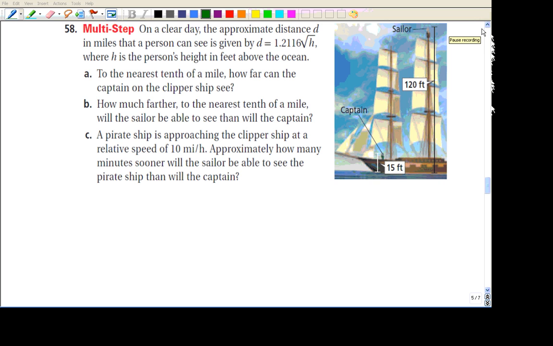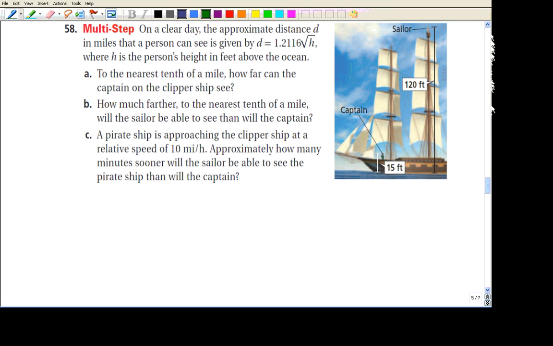All right, number 58. On a clear day, the approximate distance d in miles that a person can see is given by d equals 1.2116 times the square root of h, where h is the person's height in feet above the ocean. So part A, to the nearest tenth of a mile, how far can the captain on the clipper ship see?